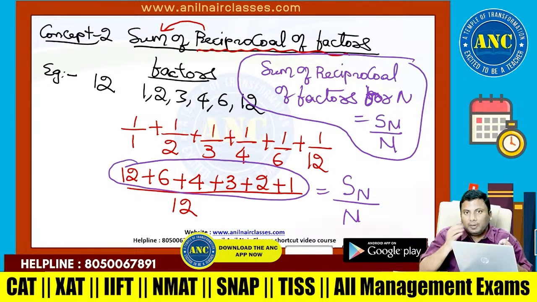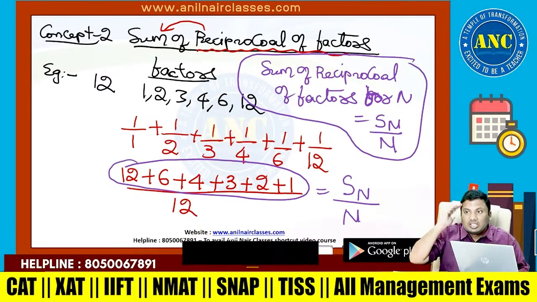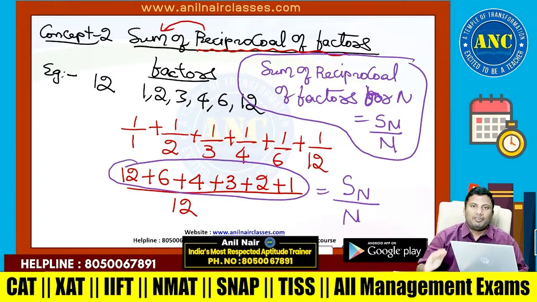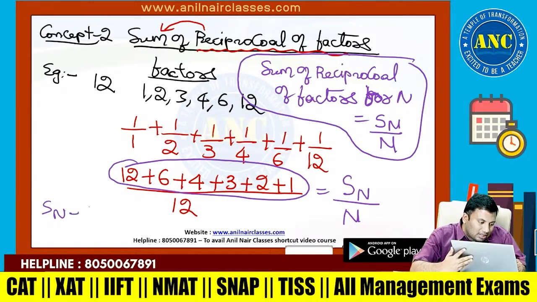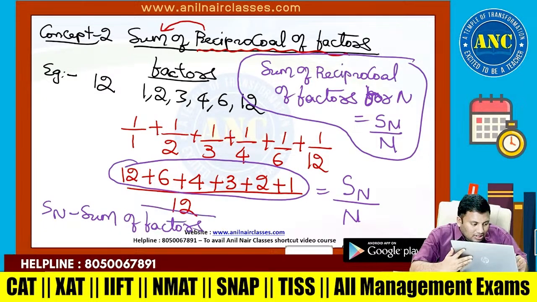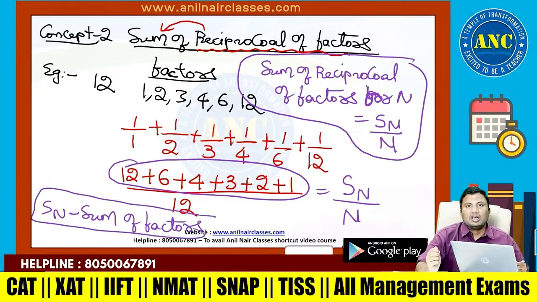Sum of the reciprocal of the factors is nothing but sum of the factors by the number itself. Sn is nothing but sum of the factors. Please make a note of it. Sum of the reciprocal of the factors is sum of the factors by the number itself. One example and another very beautiful concept based on sum of the reciprocal of the factors. I hope it is clear.